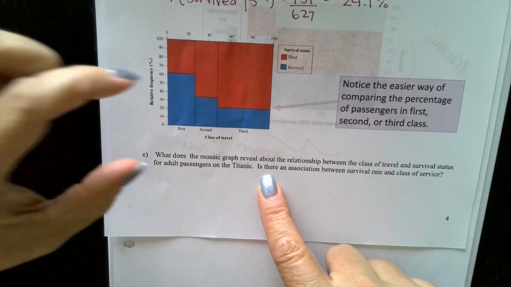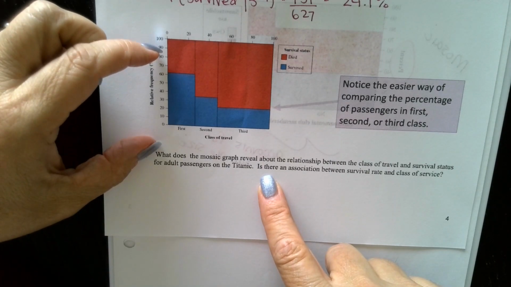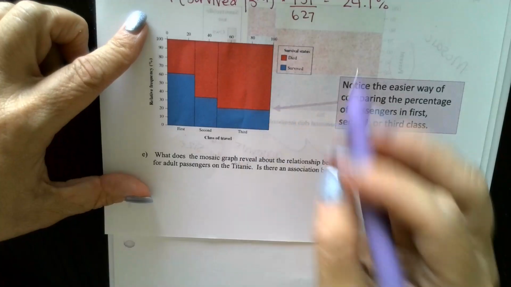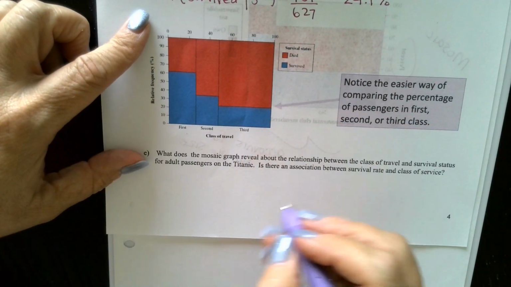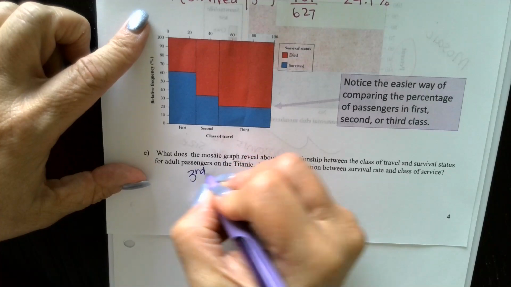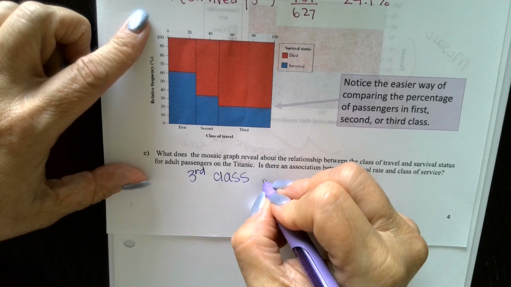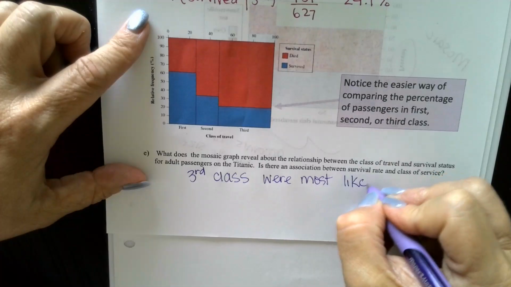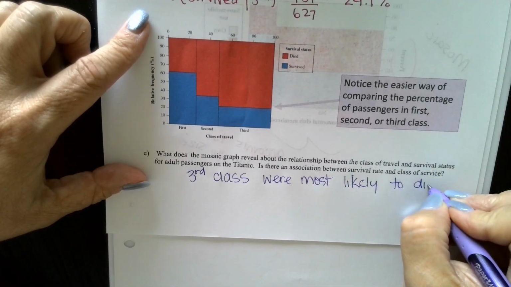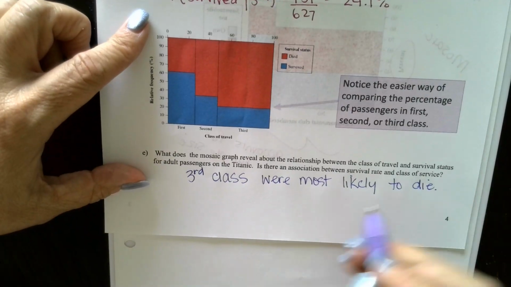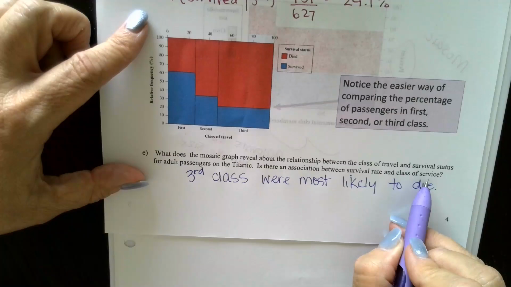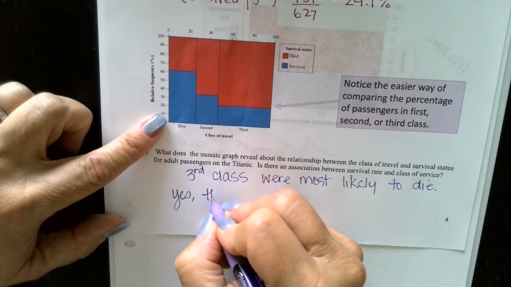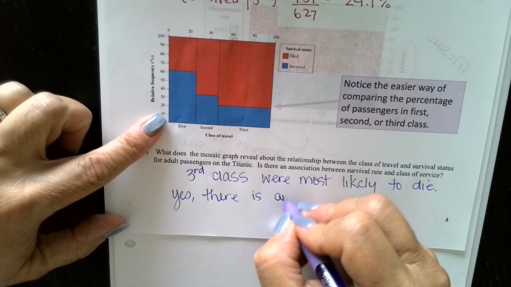So when I look at this graph, I see a lot of red, and the majority of the red is right here. So what does it show? It shows that our third-class passengers were most likely to die in the sinking of the Titanic. And so is there an association between survival rate and class of service? Well, there is. So yes, there's an association.